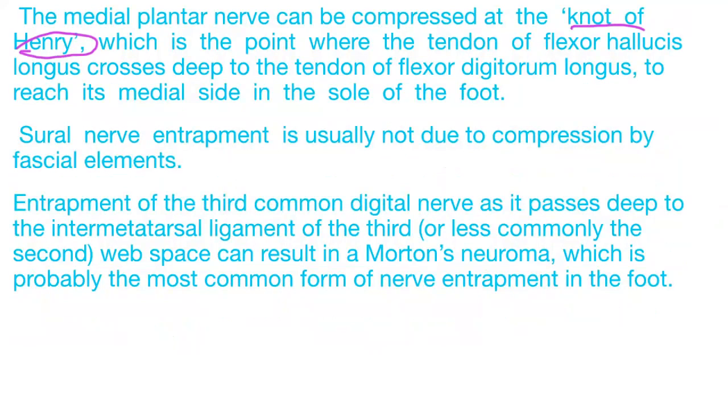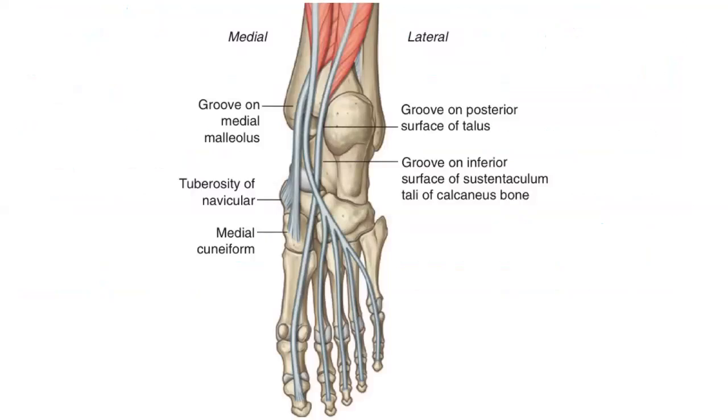Remember the knot of Henry, which is the point where the tendon of flexor hallucis longus crosses deep to the tendon of flexor digitorum longus to reach its medial side in the sole of the foot. Right, sural nerve entrapment is usually not due to compression of fascia. Entrapment of the third common digital nerve as it passes deep to the intermetatarsal ligament of the third space, okay, it is called Morton's neuroma. You see, this is the knot of Henry.